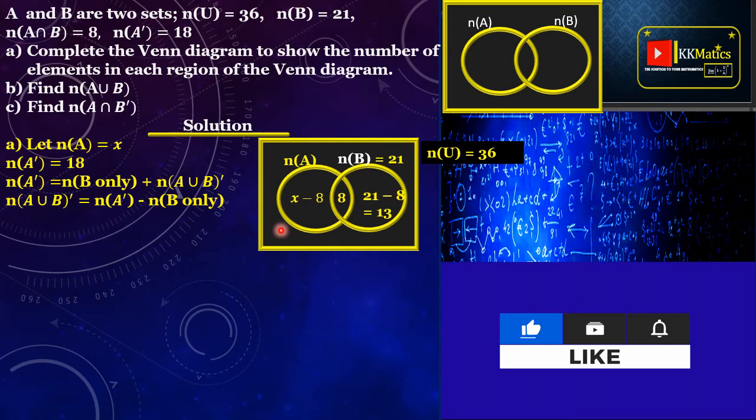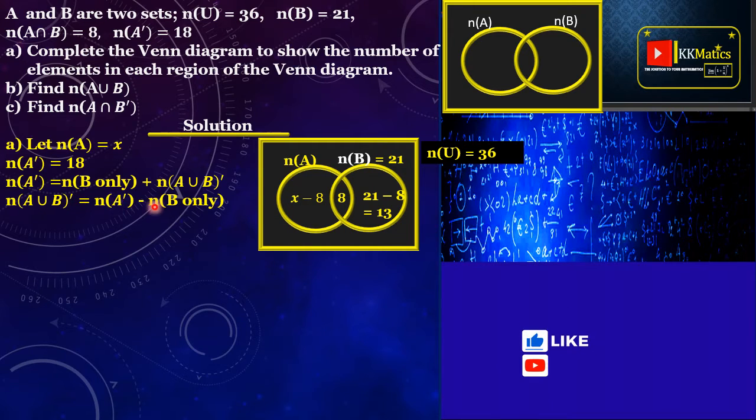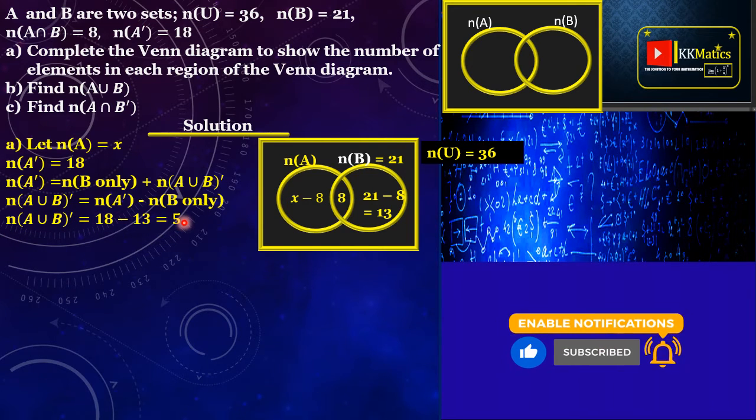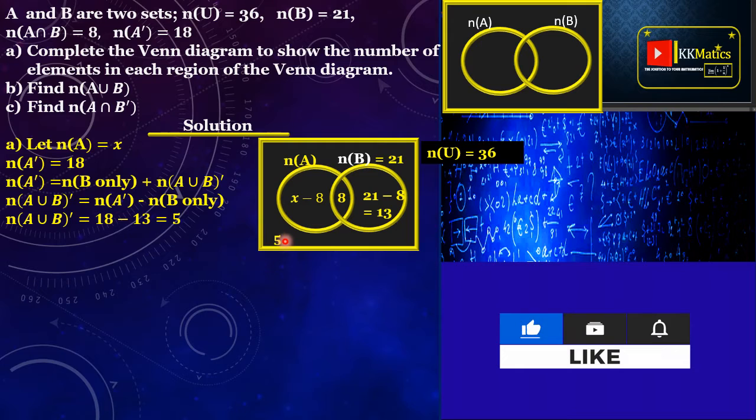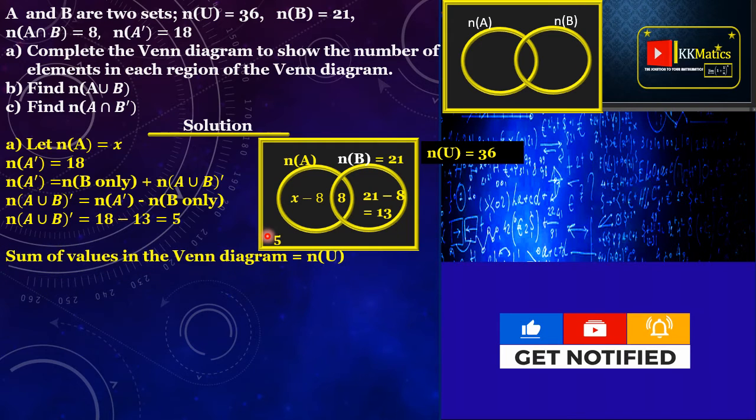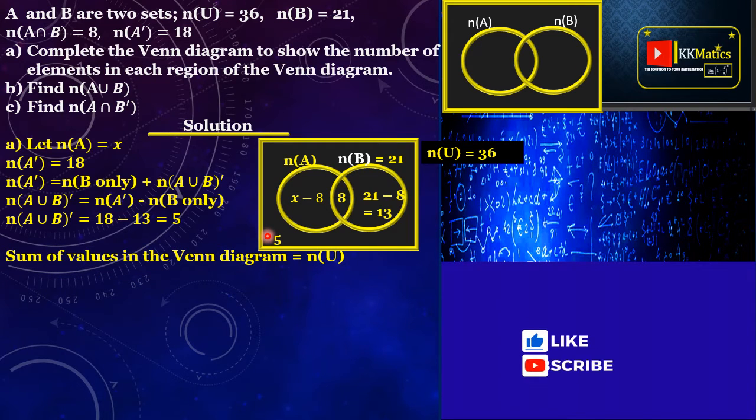Okay, and so in finding that, make that the subject, and we'll have this expression here. So we substitute the values, and we'll have 18 minus 13 be equal to 5. Now we have our 5 here, as you see on your screen. The next thing we have to consider is the sum of values in the Venn diagram.